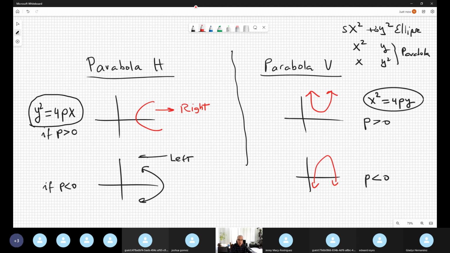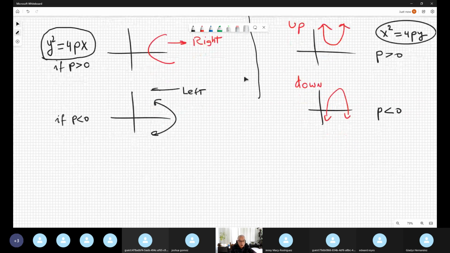When you face a problem, you need to recognize it's a parabola. What kind? Horizontal or vertical? In what direction does it open? Right, left, up, down. That depends on the p. p is the control of this. Okay, now that's it, no?